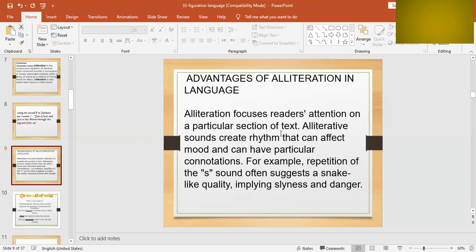This is the connotation. When you say it, you feel that this is something dangerous, for example, or something strong, or in English, when you say S, it implies slyness and danger, and so on. So this is the effect of alliteration. It affects mood, it affects feeling, and so on.